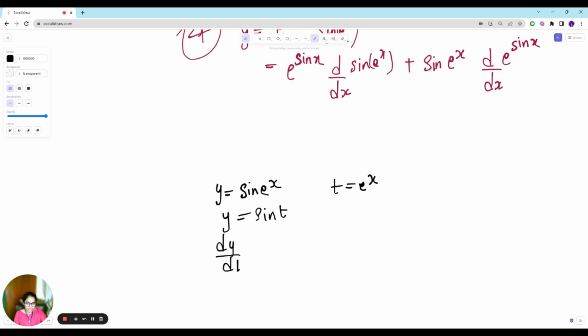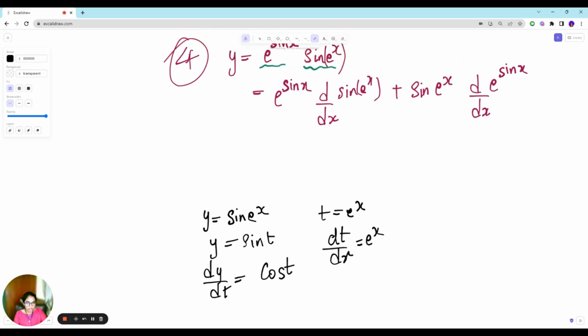Dy by dt is equal to cos t. What is dt by dx? Dt by dx is equal to e power x itself. So now what should I write here? I'll write e power sine x, and the product of these two terms. That is cos, what is the t value? That is e power x, into e power x, plus sine e power x remains as it is.